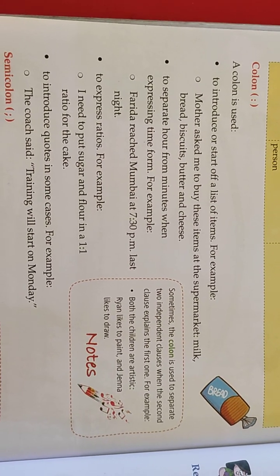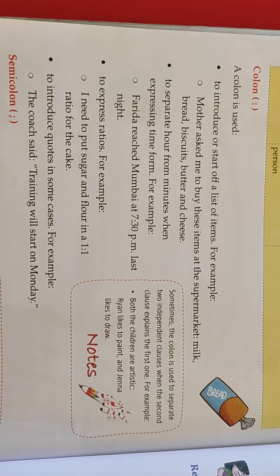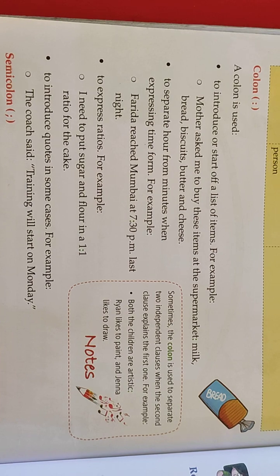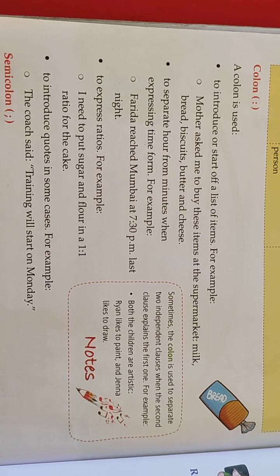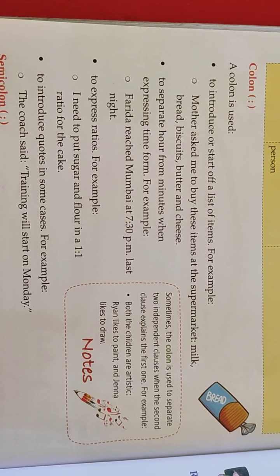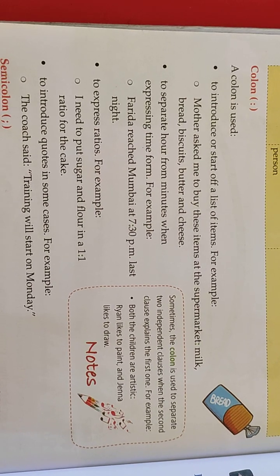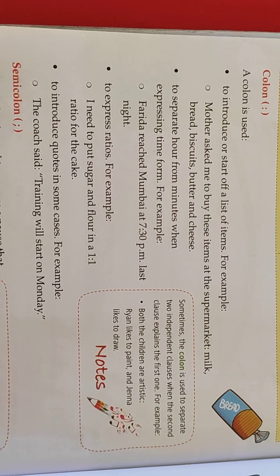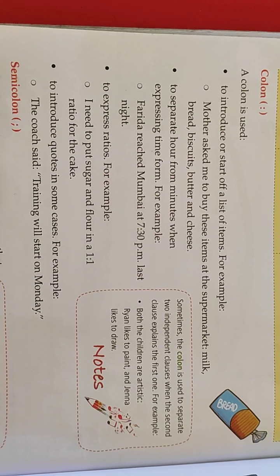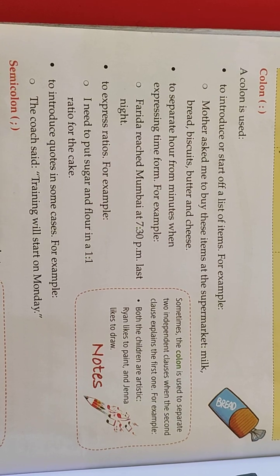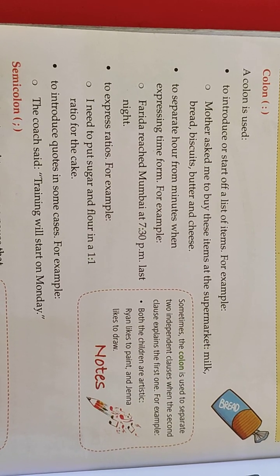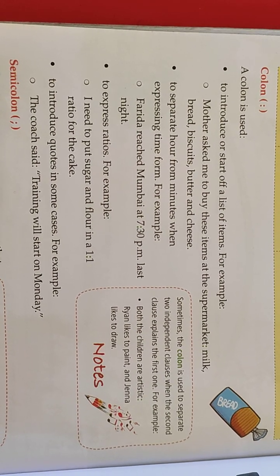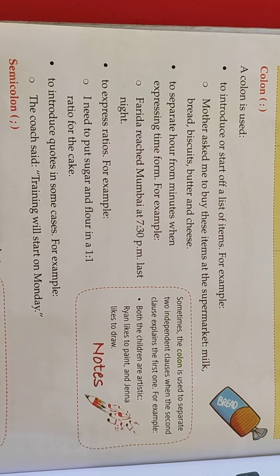Okay. Second, when we write the time in hour and minute form, we use a colon to separate the hour from minutes. For example, Farida reached Mumbai at 7:30 p.m. last night. See how we have used the colon for separating hours from minutes. The next one is to express ratios. For example, I need to put sugar and flour in a 1:1 ratio for the cake. Then, to introduce quotes in some cases. For example, the coach said: "Training will start on Monday." Sometimes we use the colon in this manner as well.